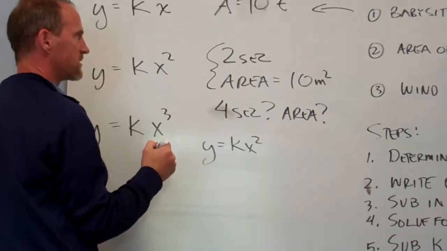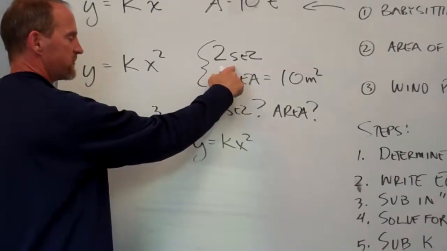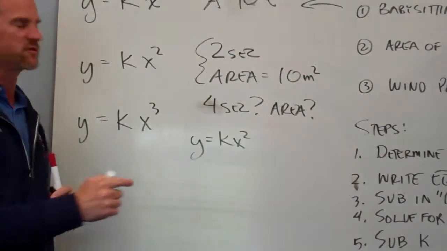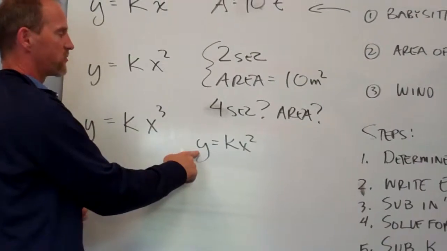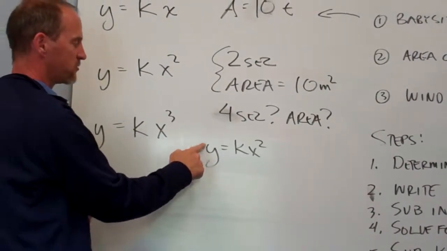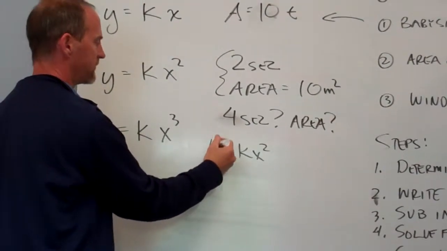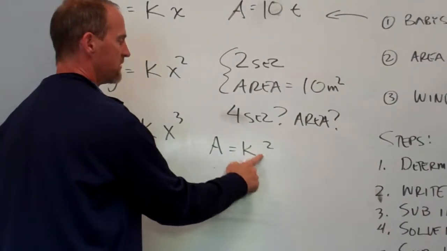This is our one data point. So 2 seconds, and actually sometimes it's very useful to replace the letters with what they should stand for. So I could replace the y with A for area. I could replace the x with t for time.